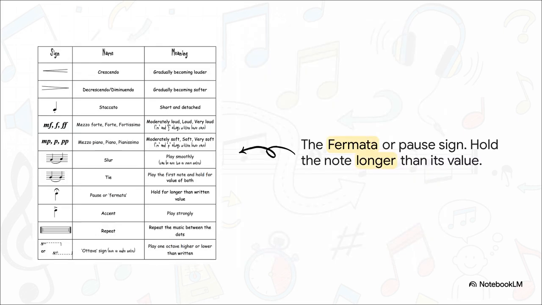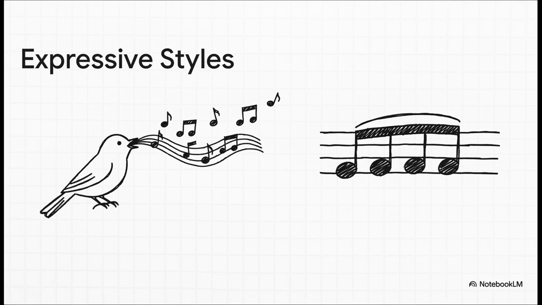Ah, the fermata. Some people say it looks like an eye. When you see this symbol, it's basically a pause button. You hold the note underneath it for longer than it's supposed to last. It's a little moment of suspense, and the best part is you, the performer, get to decide exactly how long to hold it. And finally, sometimes composers just use words to tell you the mood. If you see cantabile, that means play it in a beautiful singing style. And legato means to play the notes smoothly and connectedly. It's pretty much the exact opposite of staccato.